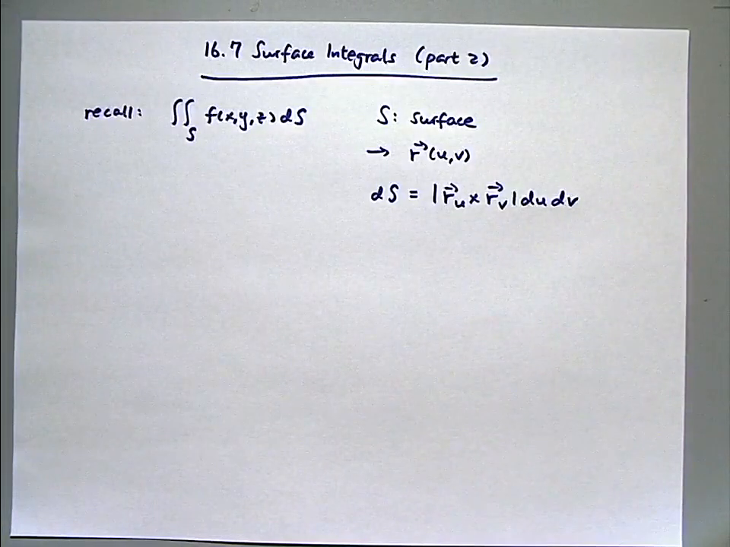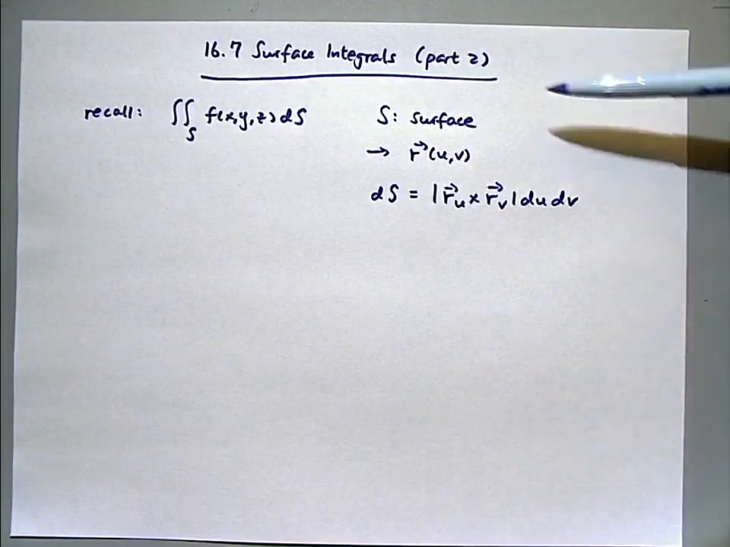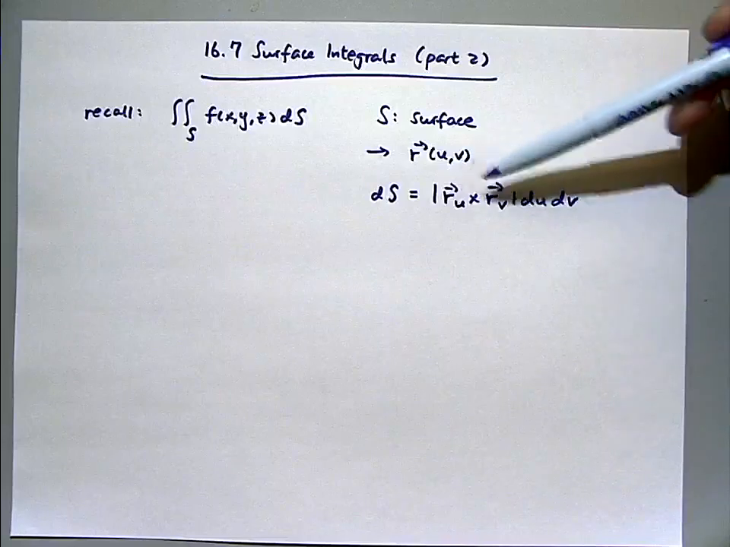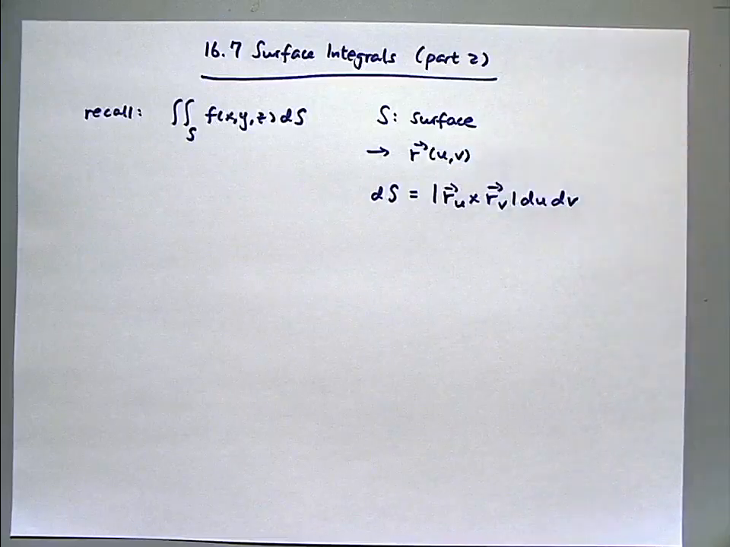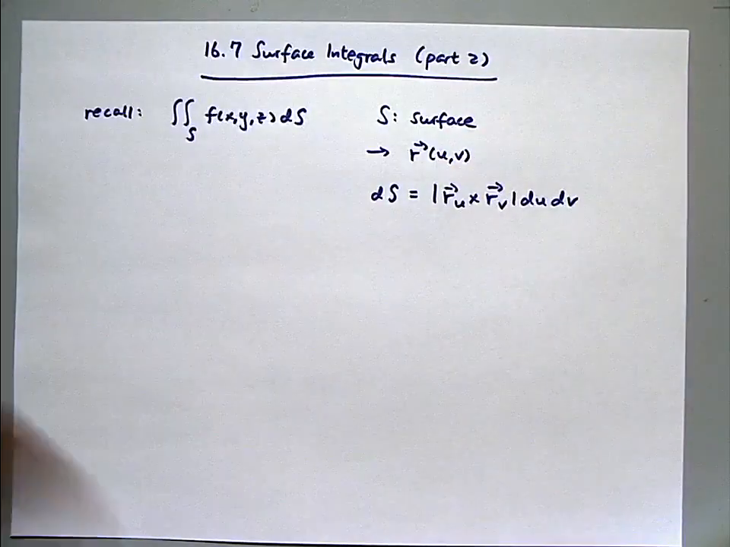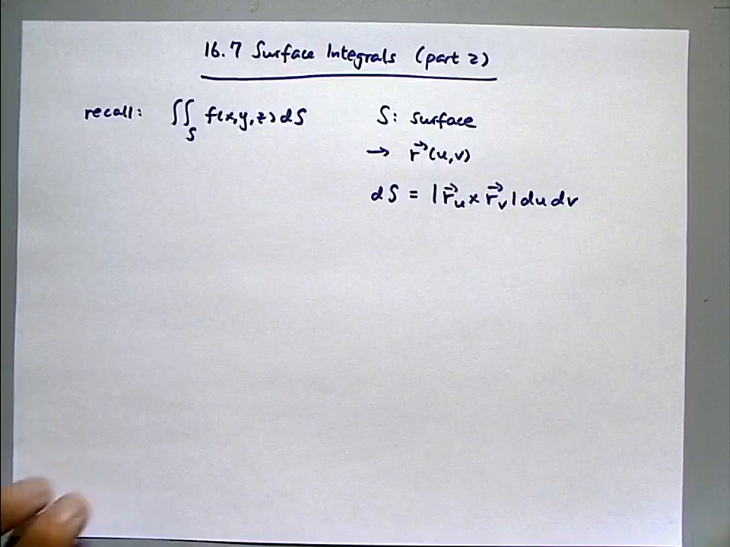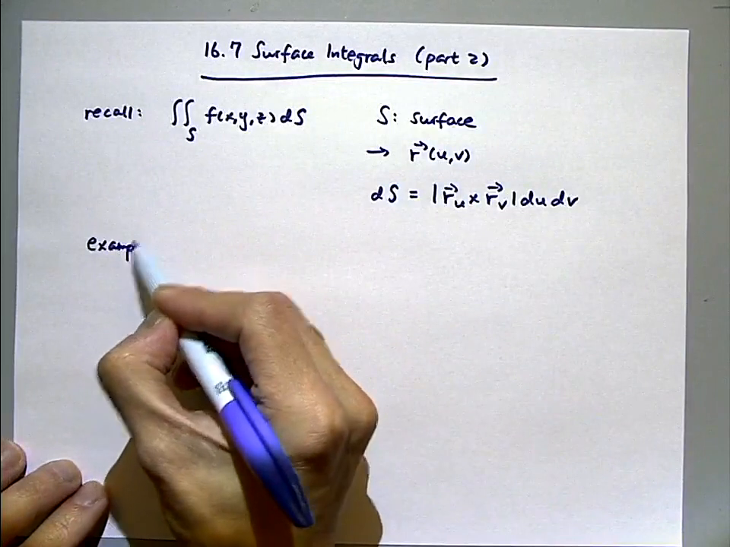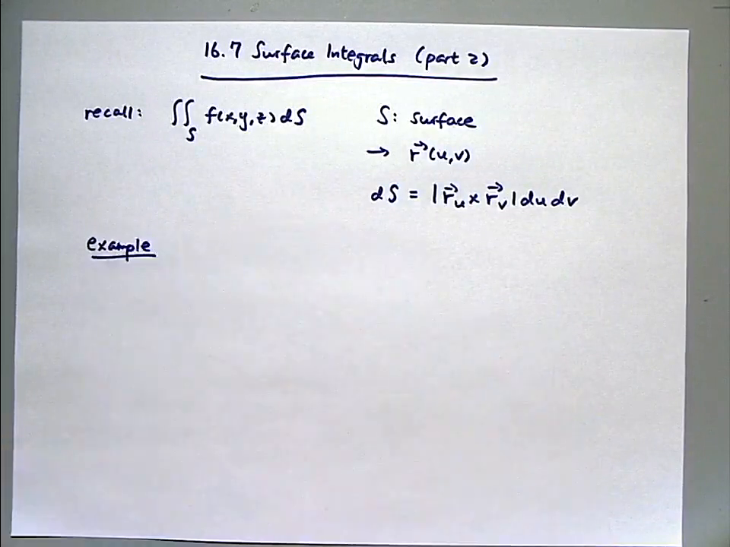Okay, so the steps, I hope you remember, are to parameterize whatever surface you're given, find the two vectors by taking partials, cross them, take the magnitude, and integrate all over the surface. And in this case, we'll be integrating over the domain of u and v. Okay, let's do one example here. Hopefully this will bring back the memory.